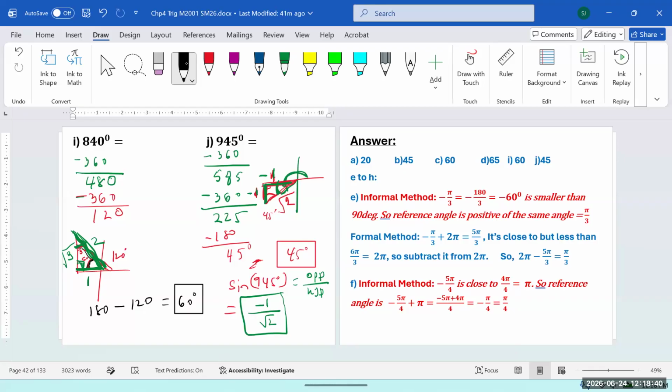The opposite of 30 degrees is 1. Hypotenuse is always 2. And then 60 gets the square root. For 45, opposite of 45 is 1 and 90 is 2. But this time, these 2 get the square root.